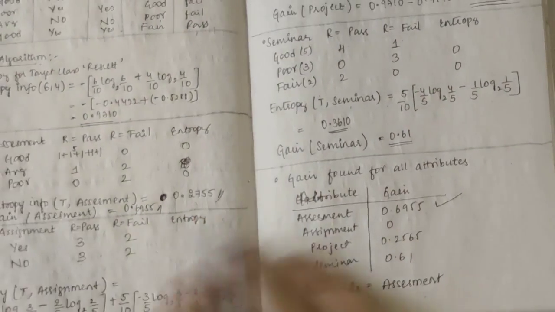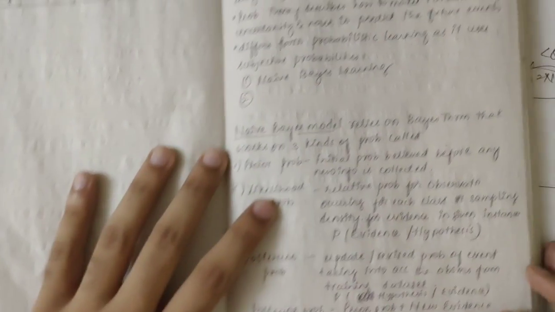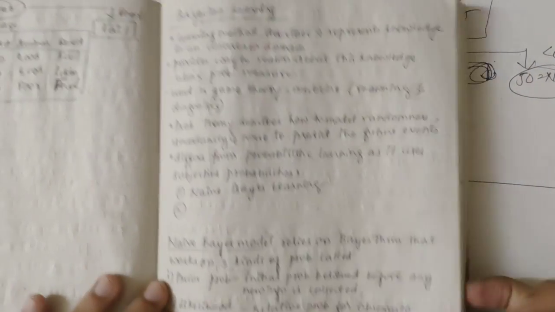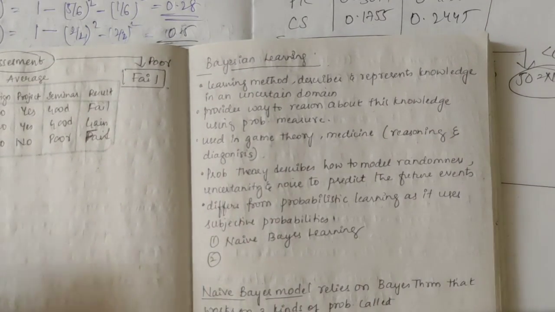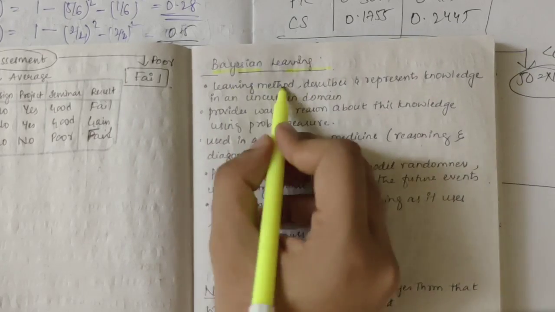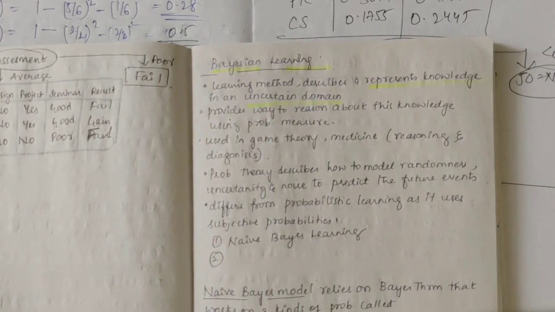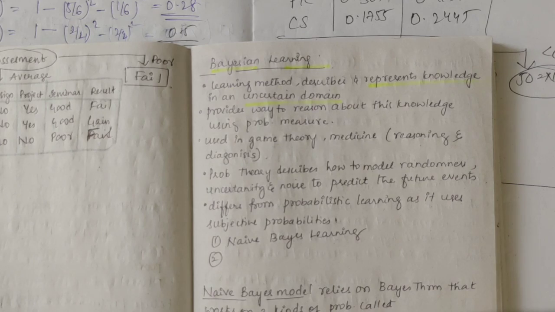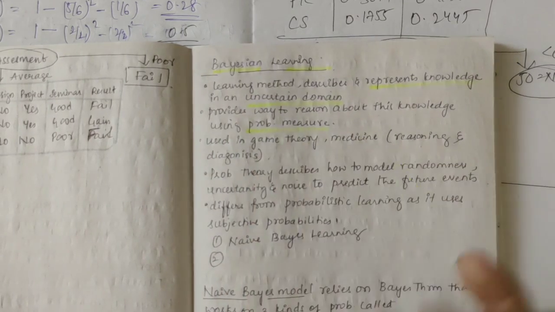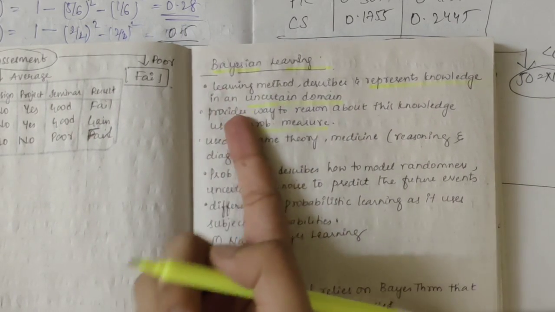Do check that out. So next we have Bayesian learning. In this topic, Bayesian learning is a learning method that describes and represents knowledge in an uncertain domain. It provides a way to reason about this knowledge using probability measures. So we make use of probability topics here.